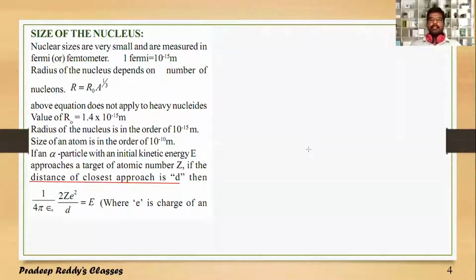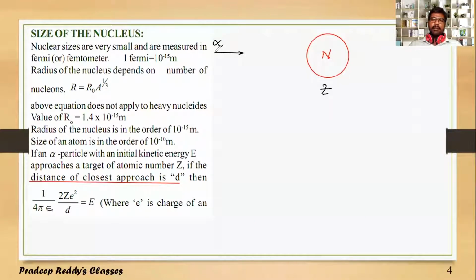Now let us calculate the distance of closest approach of an alpha particle from an atomic nucleus. Let me take a nucleus here. This is a nucleus, and it's the center. Let me consider that an alpha particle is approaching towards the nucleus. This is an alpha particle, which has some charge, and obviously this nucleus has atomic number Z.